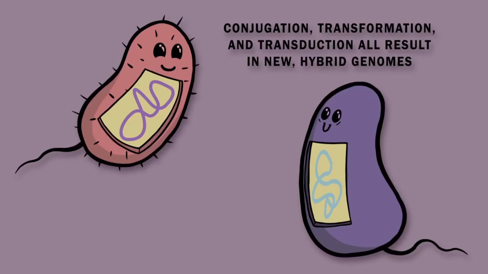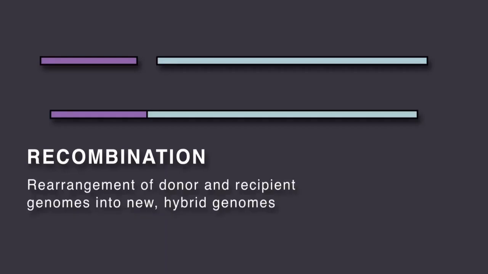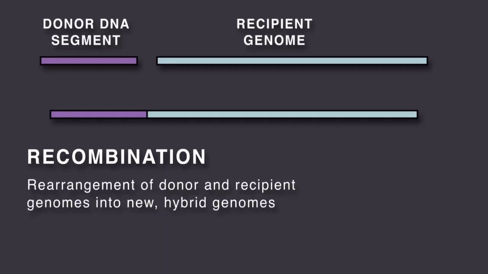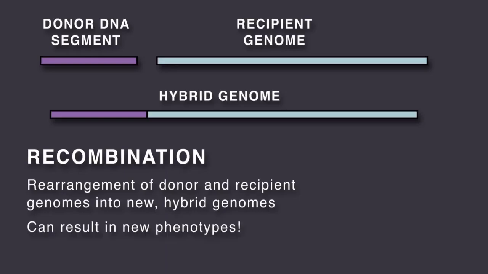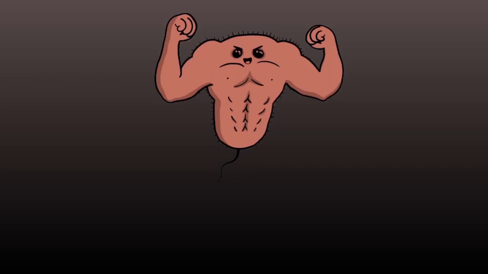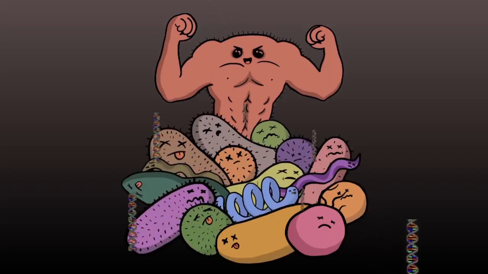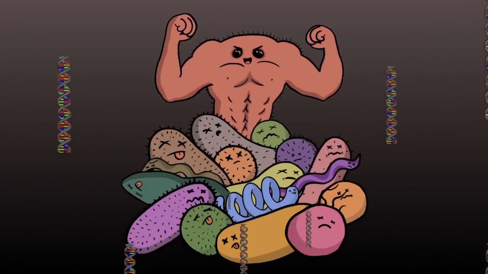After transport into their cytoplasm, the bacteria can incorporate the new DNA into their genome through the process of recombination. Recombination is the rearrangement of the donor and recipient genomes into a new hybrid genome. This can result in a new phenotype. For example, the bacteria can acquire pathogenicity or antibiotic resistance. Some competent bacteria actually kill non-competent bacteria to release DNA for transformation.